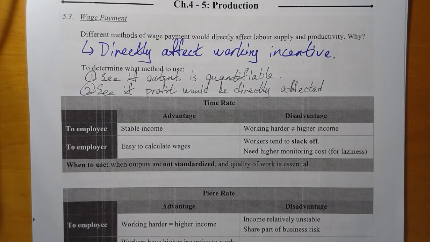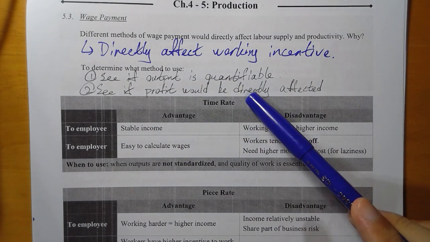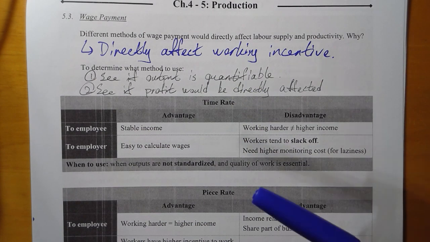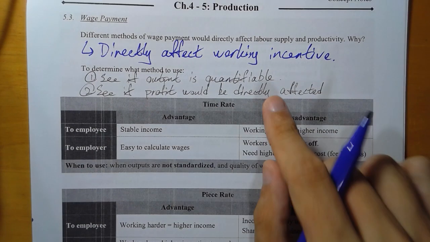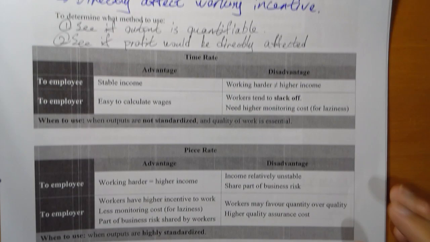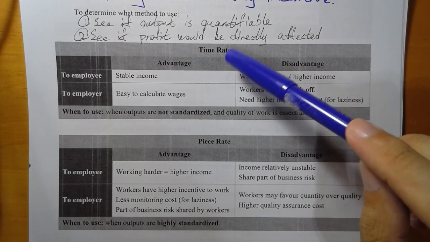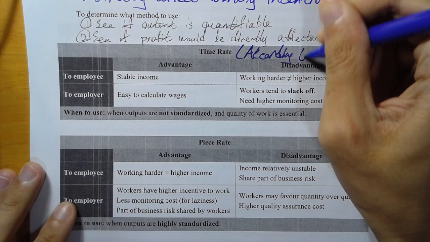Alright, working incentive. Now, remember, to determine what method to use, we need to look at two criteria. Whether an output is quantifiable, can it be counted? If it is not quantifiable, then you know we use time rate. Another thing, we need to see whether the profit would be directly affected by the workers' performance. Now, let's look at them very quickly. I won't go through each one with you. Now, time rate, we are talking about according to working time.